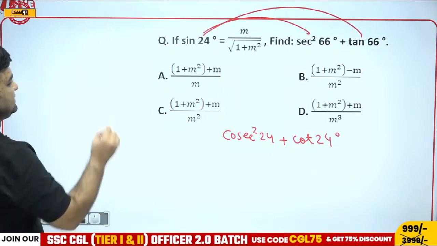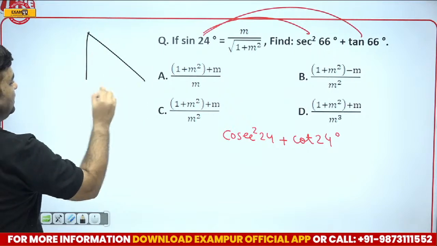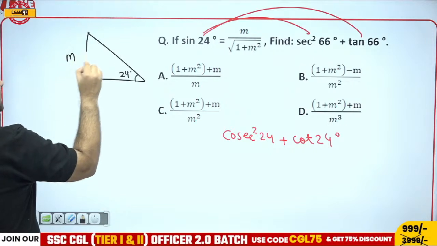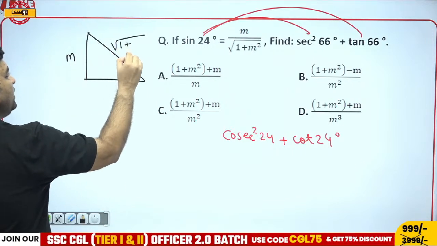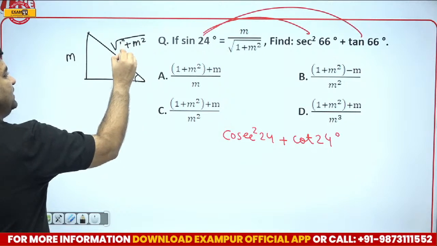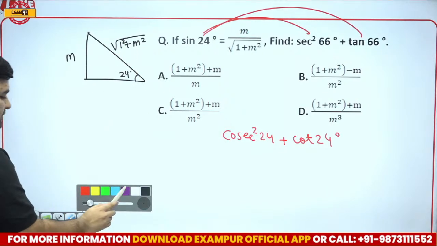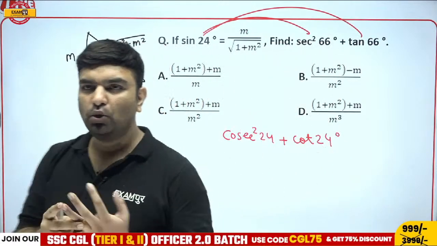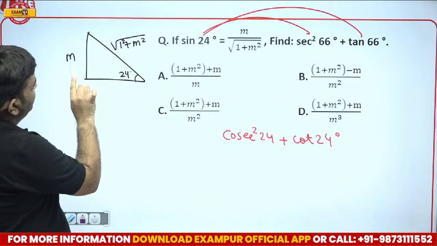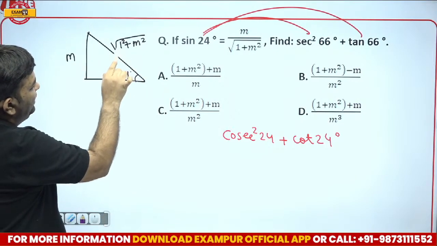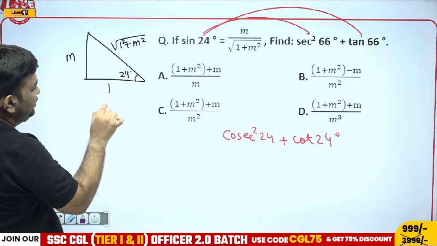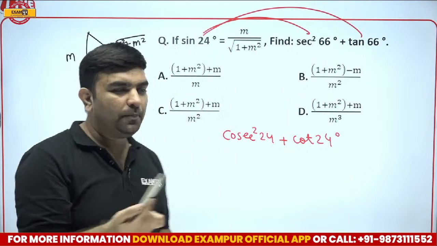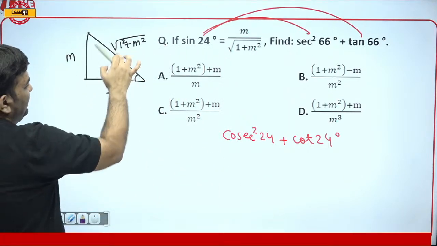Sine 24 is given as m upon 1, so perpendicular is m, hypotenuse is 1. If I take it 1 square plus m square, will you mind? No, I think. Under root of p square plus b square, so base is 1. Hypotenuse is under root of p square plus b square, p square is m square, 1 square is 1.